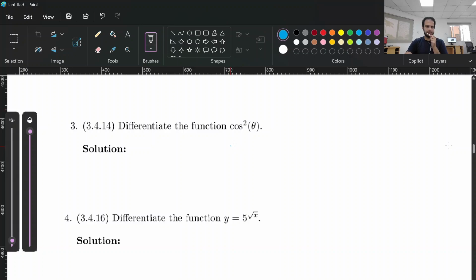Yes, Professor. So the derivative is first 2 cosine theta, and then minus sine theta. And if you want to write it as an identity, you can write minus sine 2 theta. Right? Yes, Professor. Thank you. Perfect.